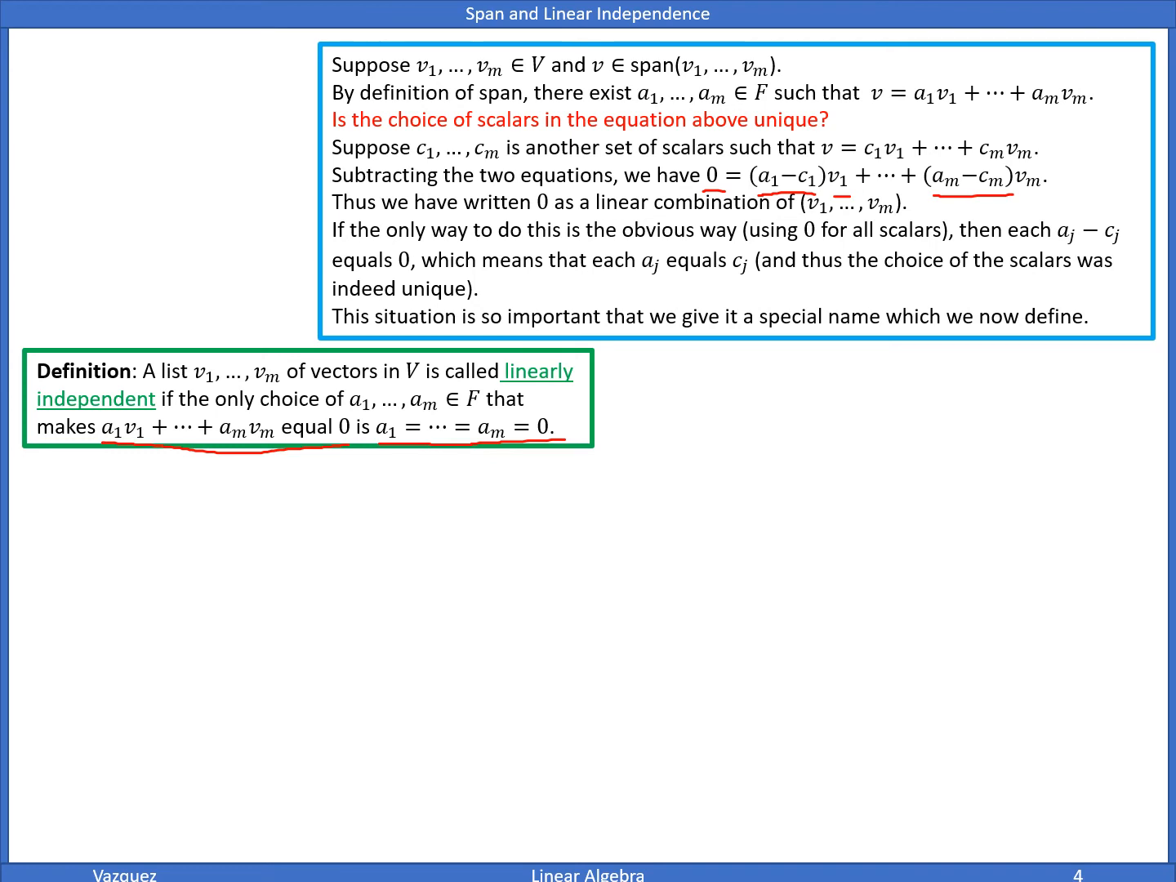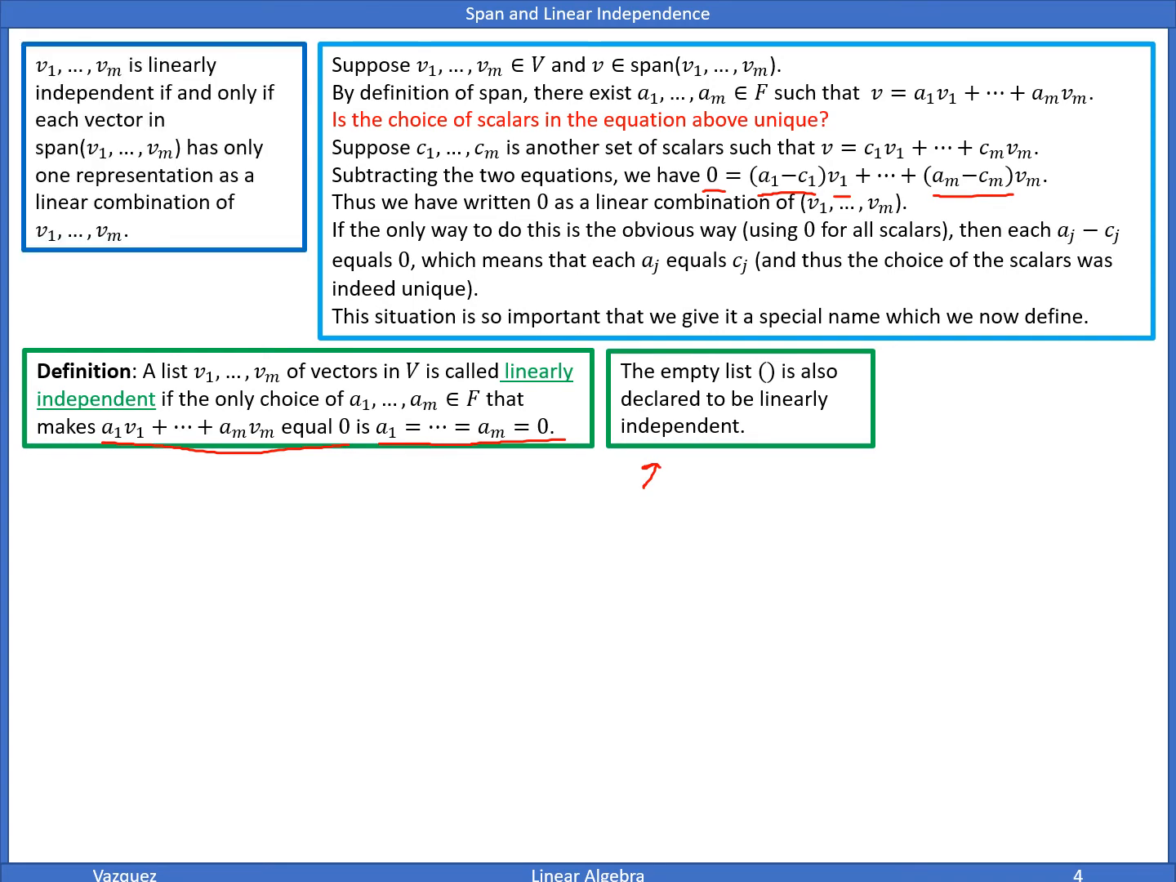And now we can finally state the theorem. Again, before we move on, the empty list we also define to be linearly independent. But now we can state the theorem that came with the proof. V1 to Vm is linearly independent if and only if each vector in the span of those vectors has only one representation as a linear combination of the vectors V1 to Vm. And again, the proof for that theorem is the reasoning we used over here.